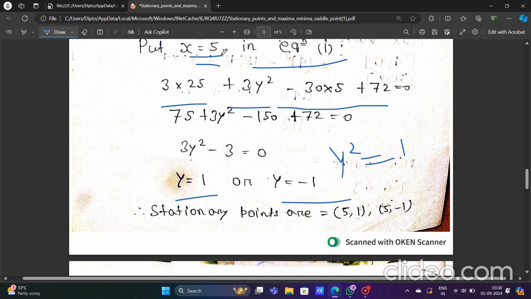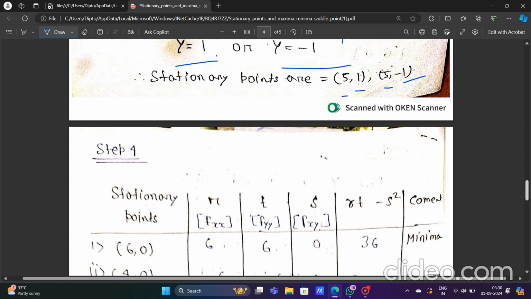X is 5, because we have put x equals 5 into equation 1, and by putting x equals 5 into equation 1, what have we obtained as the value of y? We have obtained y equals 1 and y equals minus 1. So these are the two stationary points. So we have obtained the stationary points.